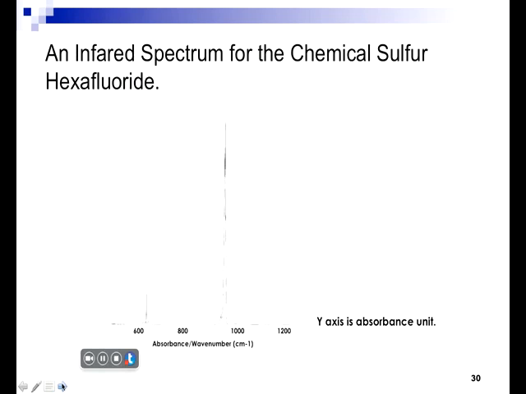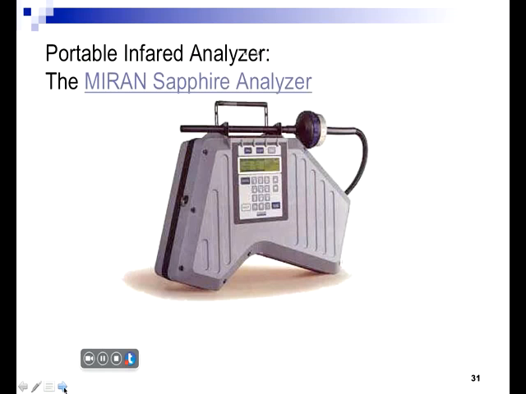And this is an example of an infrared spectrum. This happens to be for sulfur hexafluoride. You can see it has specific bands, and these bands are going to give you a qualitative analysis of what the gas and vapor is, and you can quantitate that to determine a little more specifically what the levels are.